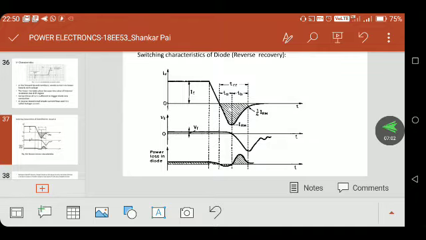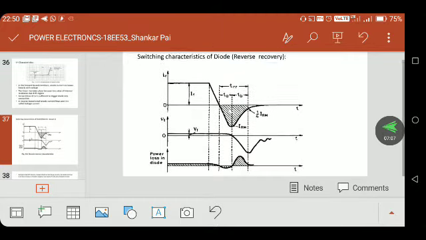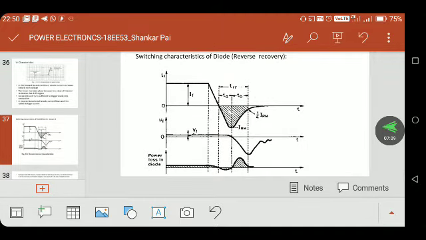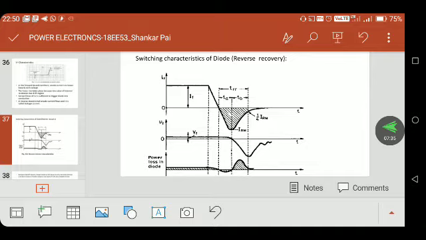Now look here, a turn-off period is shown. Initially the diode is conducting, so you see the forward current, and after that the forward current is made zero. Before reaching zero, you see some graph. The total time the forward current takes to reach zero is taken as TRR. What is TRR? TRR means reverse recovery time. The entire reverse recovery time is split into TA and TB.